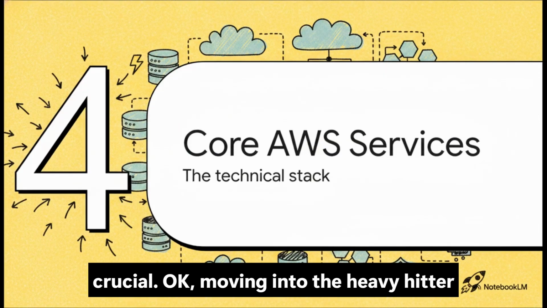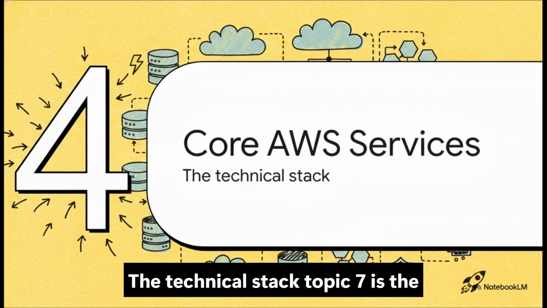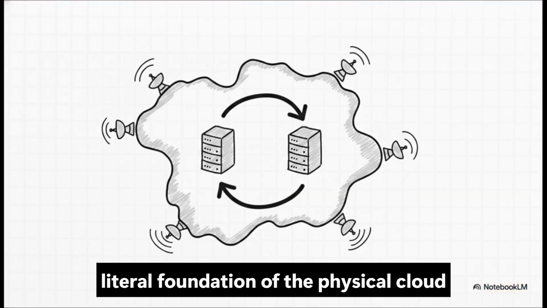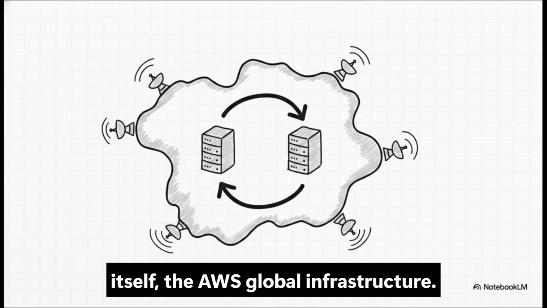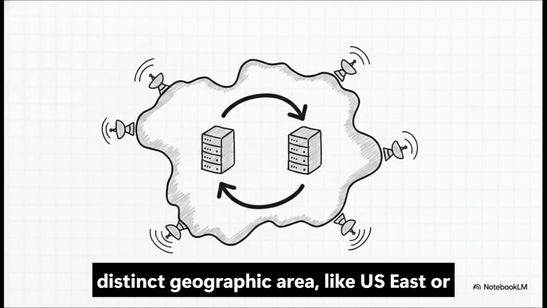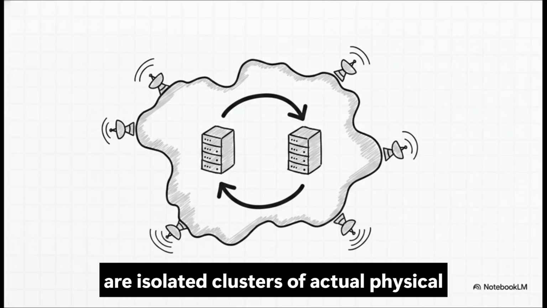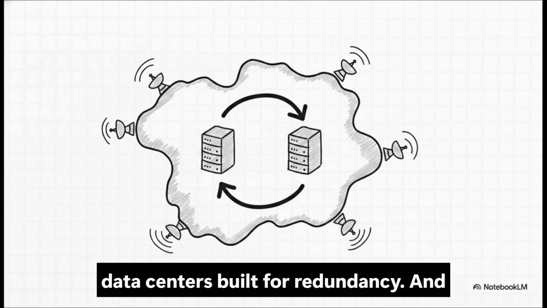Okay, moving into the heavy hitter, Section 4, Navigating Core AWS Services, the Technical Stack. Topic 7 is the literal foundation of the physical cloud itself, the AWS global infrastructure. First, you have a region, which is a broad, distinct geographic area, like US East or Europe West. Inside that region, you'll find multiple availability zones, which are isolated clusters of actual physical data centers built for redundancy.